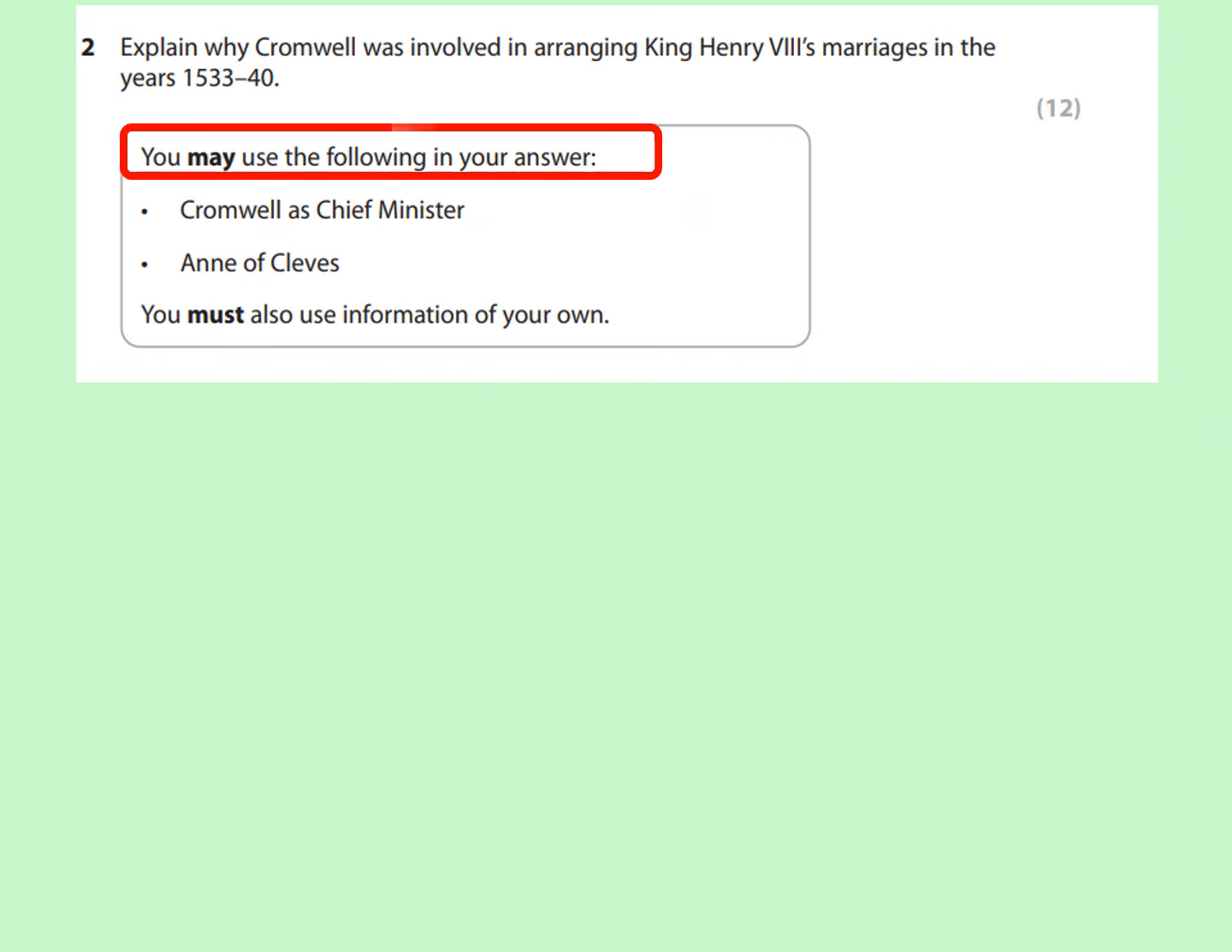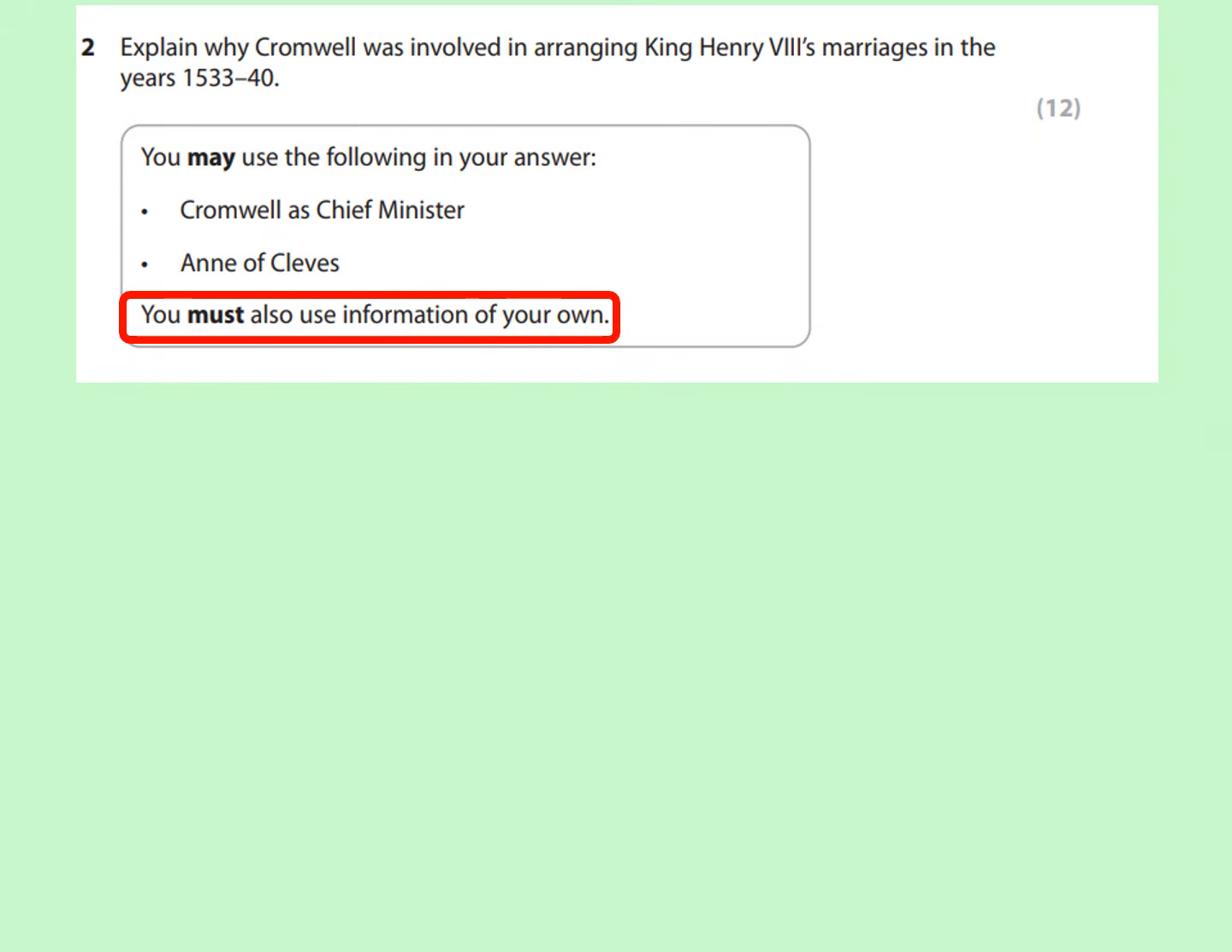You may use these in your answer, but crucially, you must also use information of your own. So you will get credit for using these things, but you'll get more credit for using things of your own, and actually you can just use your own knowledge if you want. However, I always advise people to use the stimulus points if you know them, because you know they're definitely valid.